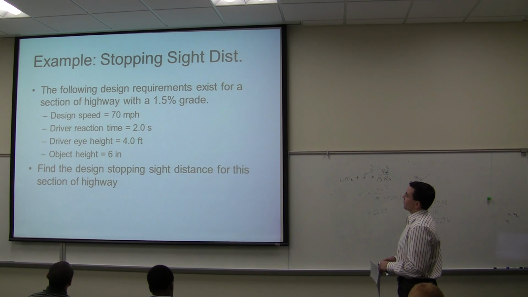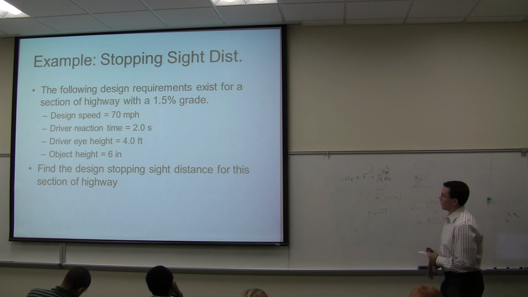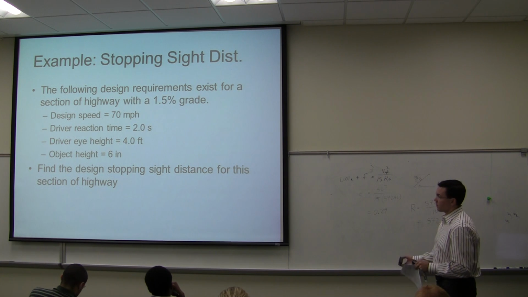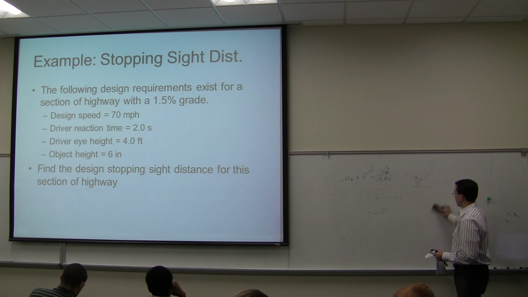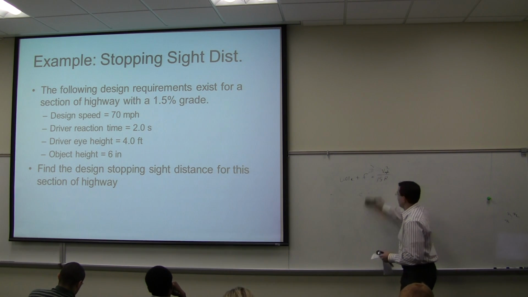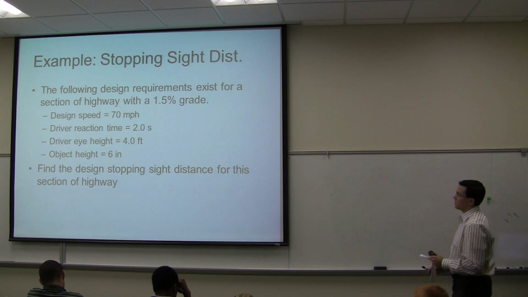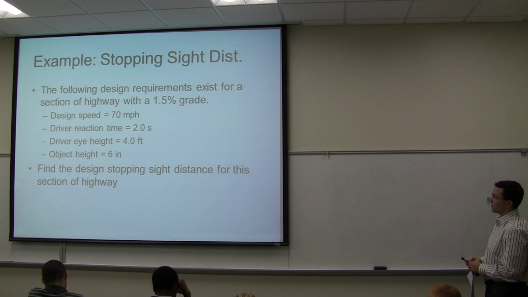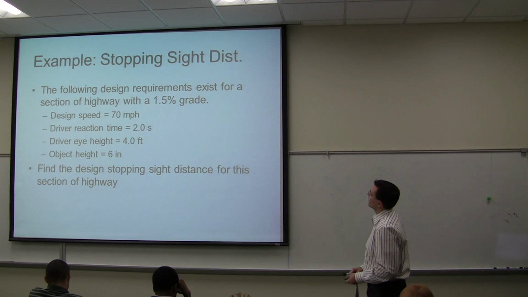So the following design requirements exist for a section of highway with a 1.5% grade. We have a design speed of 70 miles per hour, assuming a different driver reaction time, and they like to do that on the FE, give you different values for what's supposed to be assumed. If the driver reaction time is 2 seconds, the driver eye height is 4 feet, and the object height is 6 inches, what is the design stopping sight distance for this section of highway?